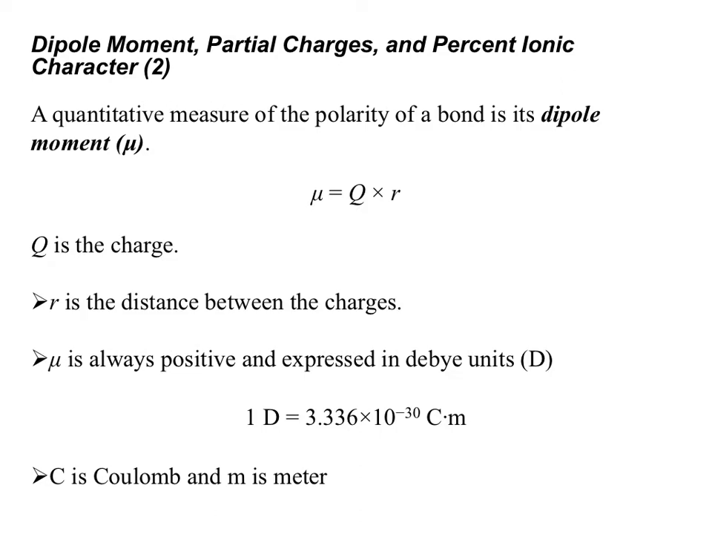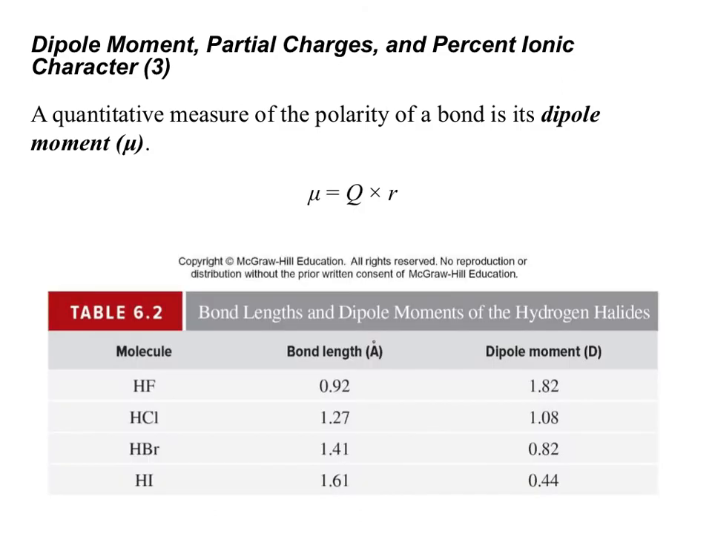The dipole moment mu is always positive and expressed in debye units. So 1 D is 3.336 times 10 to the negative 30 coulomb meters, where C is coulomb and M is meter. In this table here, we can see the bond lengths and dipole moments of the hydrogen halides. You'll notice as the bond length increases, the dipole moment seems to decrease. Of course, if we look at the equation itself, this may indicate that the electronegativity, or the charge, is definitely more important than the distance for this dipole moment.